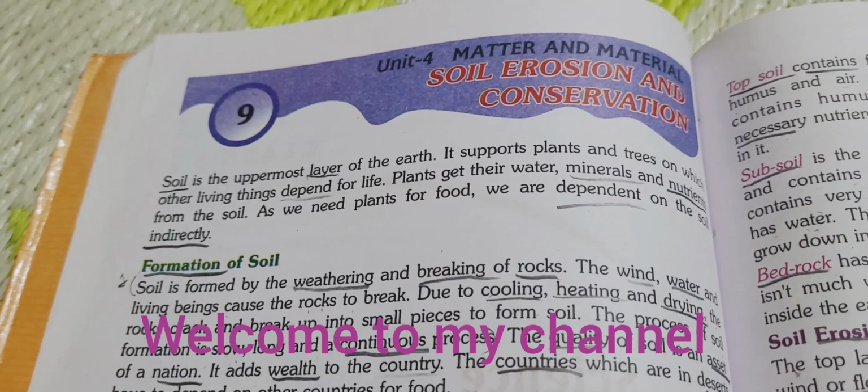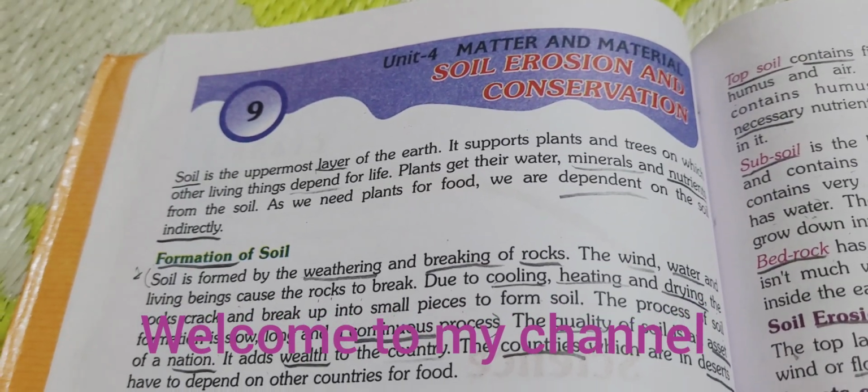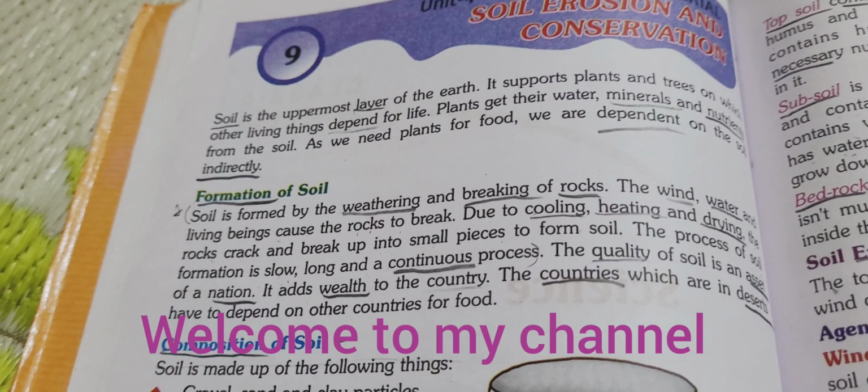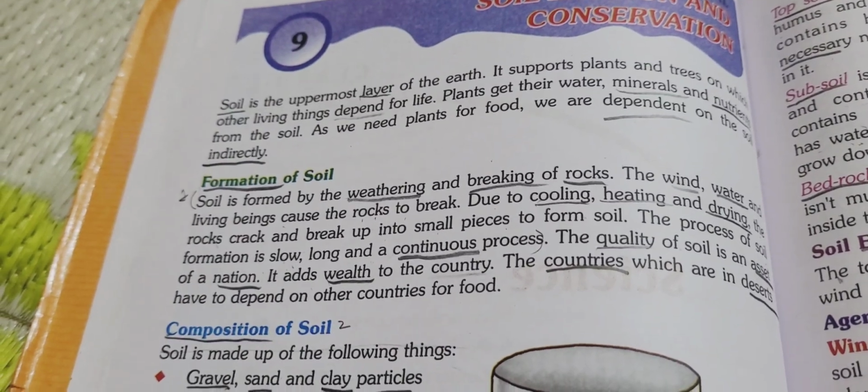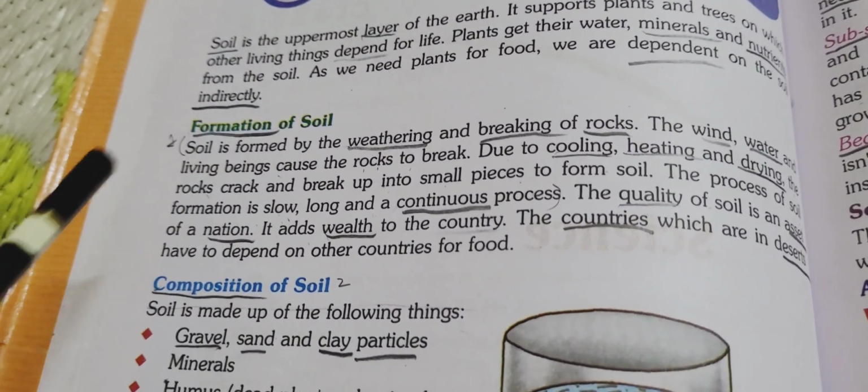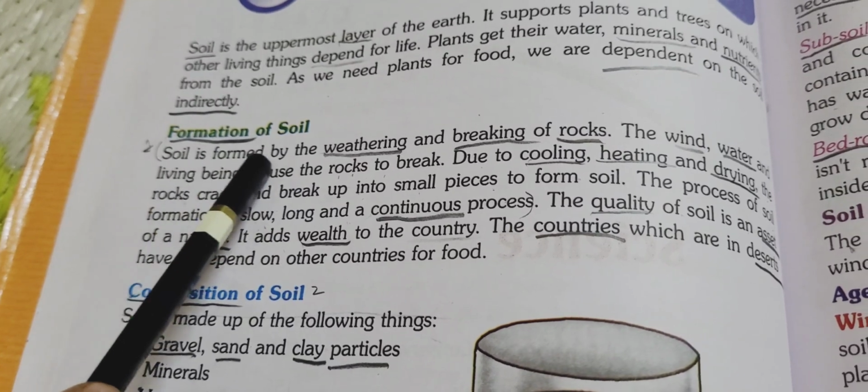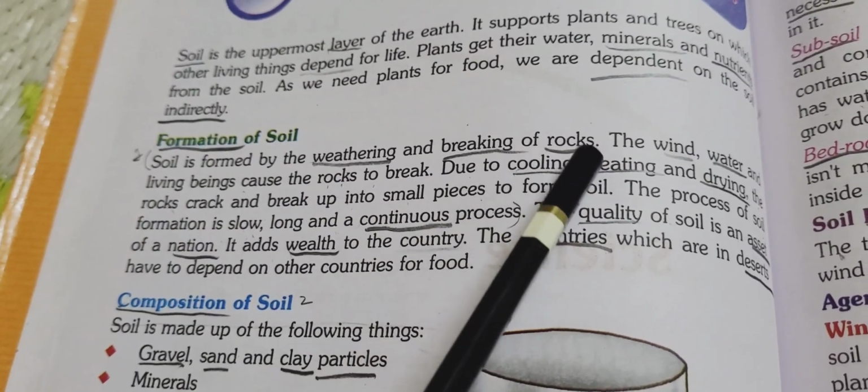Today we'll see soil erosion and conservation. How was soil formed? Formation of soil. Soil is formed by the weathering and breaking of rocks.